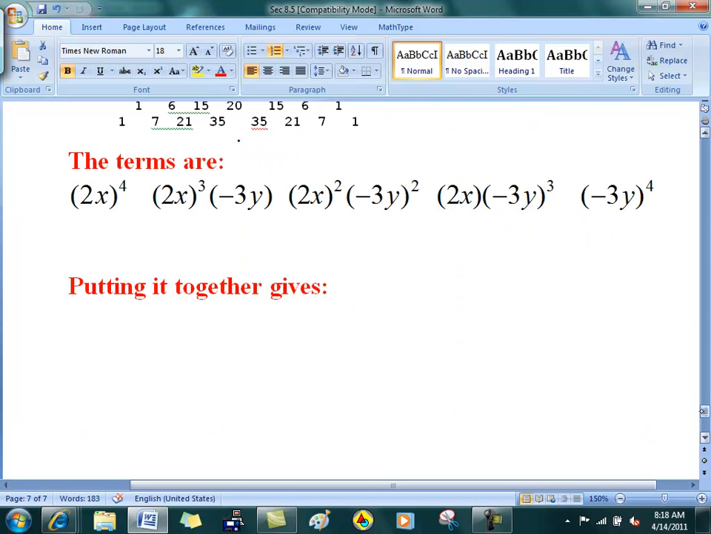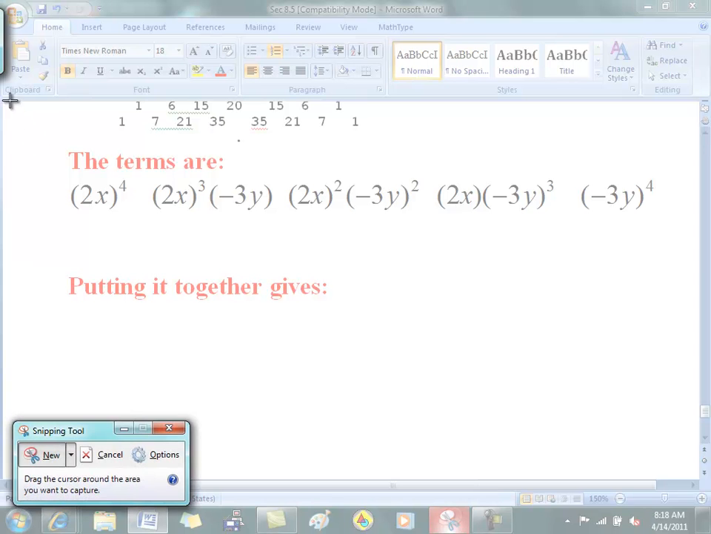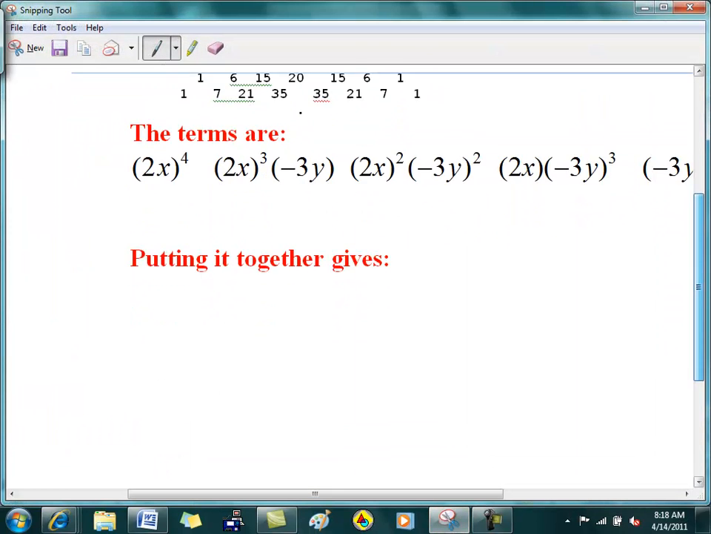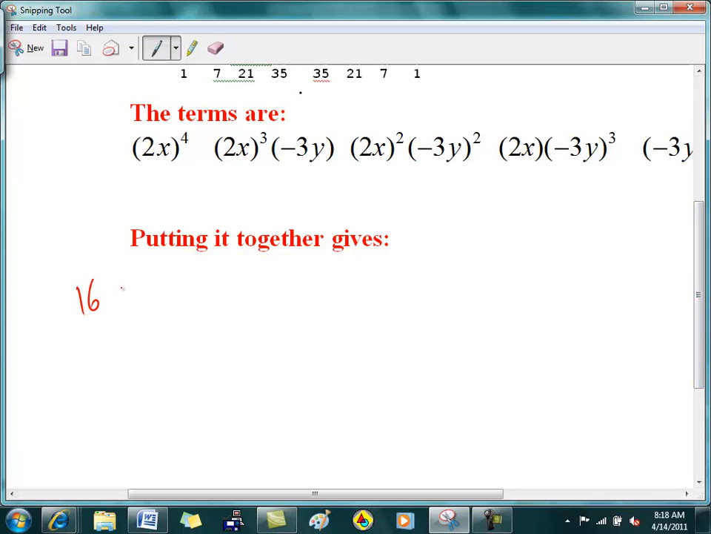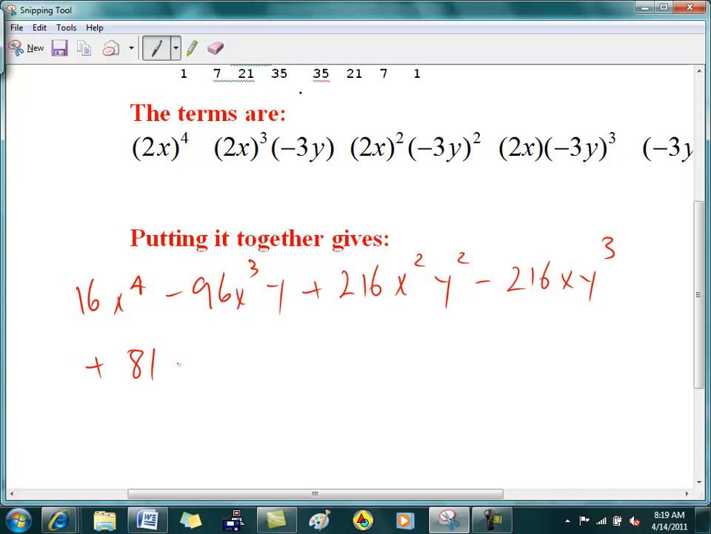And putting it together. Okay, so can someone give me the answer so that I can record it? 16x to the 4th minus what? x cubed y. 216x squared y squared. 81y to the 4th. Everybody get this? Is Beta on track here? Yeah? Is everybody all right? Heather, you don't look very happy.